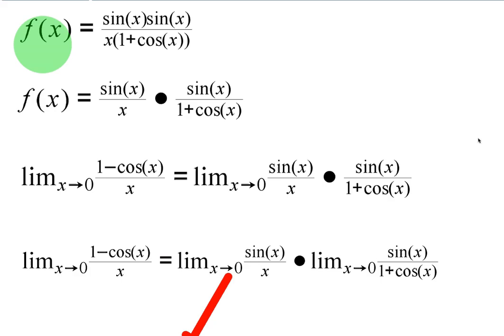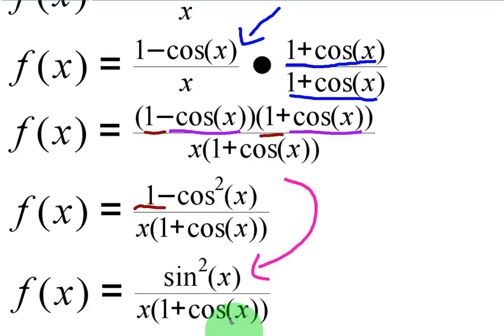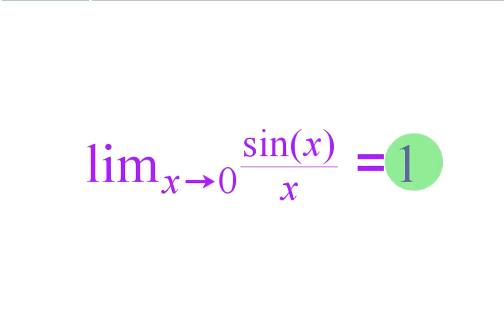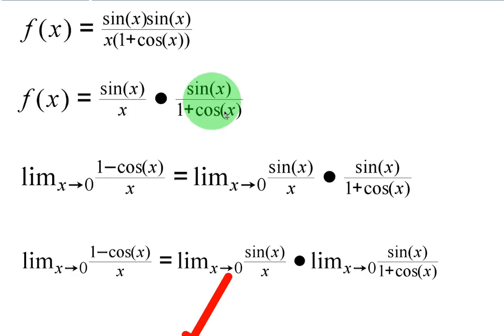Now I want to make sure you understand this. We're going to break this sine squared into sine of x times sine of x, because that's what it means to square something. Furthermore, we're going to break this fraction into 2 fractions. The first one is sine of x over x, and then times sine of x over 1 plus cosine x. So why did we do that? Well, look, this looks very familiar, doesn't it? We just showed in our last video that the limit as x approaches 0 of sine of x over x is equal to 1.